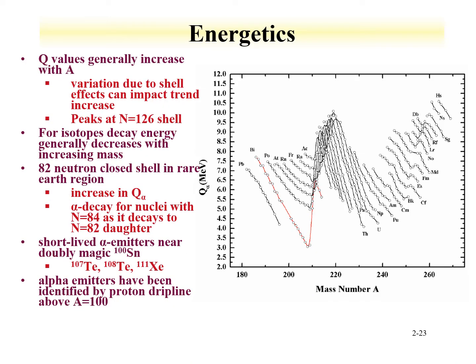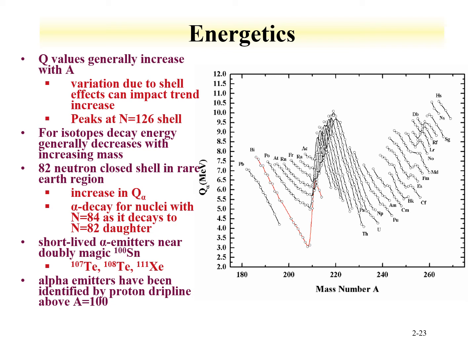There are some trends that can be observed with the Q value energetics for alpha decay. One is that the Q value generally increases with A. So if we look at all the isotopes together and we increase A, we see a general trend that as A goes up, the Q value increases. However, this is not generally true for a given isotope. If I look at a given isotope, for instance the lead here, or the bismuth here, plutonium here, as I increase the A for a given isotope, the Q value generally decreases.